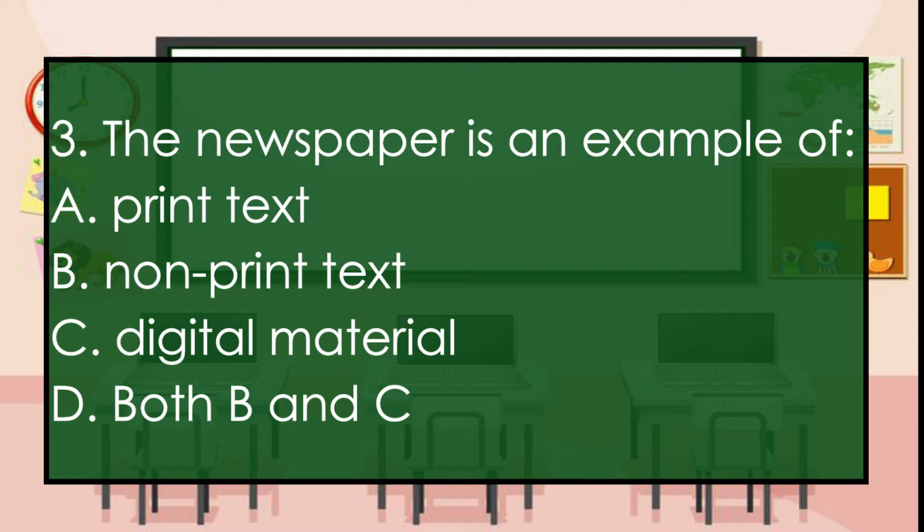Number 3. The newspaper is an example of A. Print text, B. Non-print text, C. Digital material, and lastly, D. Both B and C.